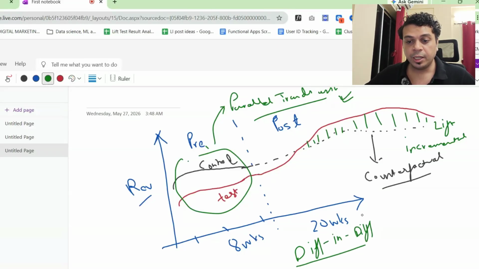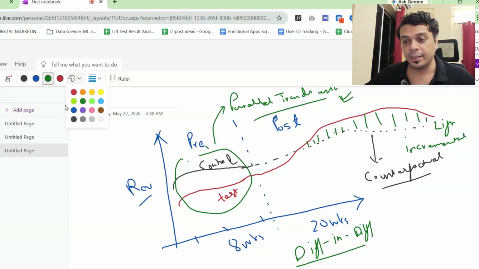Diff-in-diff, a very popular method in econometrics, very popular method in economics, or basically causal science, or the science of causality, causal inference. So you would, of course, require that understanding of why you would call that a parallel trend assumption.